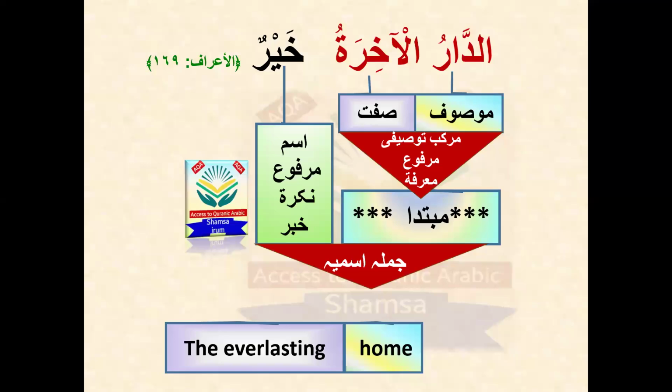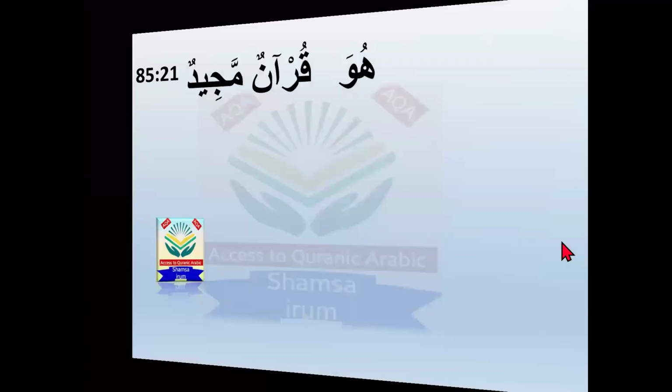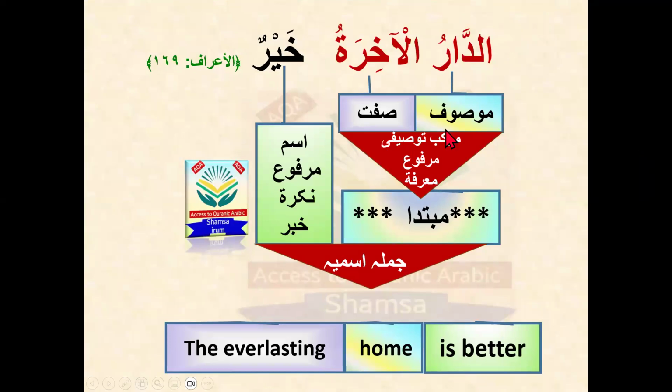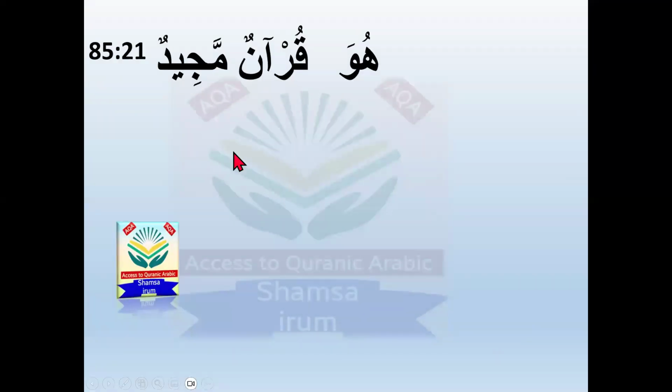So I need here the khabar, and the khabar is khairun, is better. Okay, the everlasting home is better. The full sentence is complete now. Now here I will use the descriptive phrase, the murakkab tawsifi, at the place of the khabar. You will notice that when the murakkab tawsifi was used as a mubtada, the main requirement was marfu and ma'rifa. And now that murakkab tawsifi is going to be used as a khabar, what are the main points here that you should note?